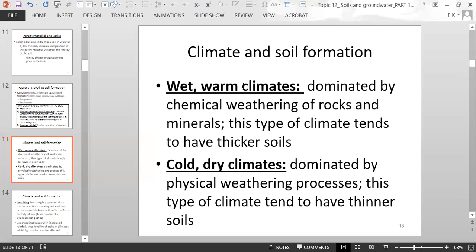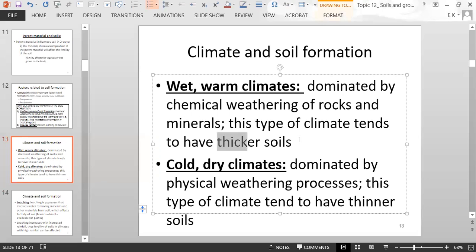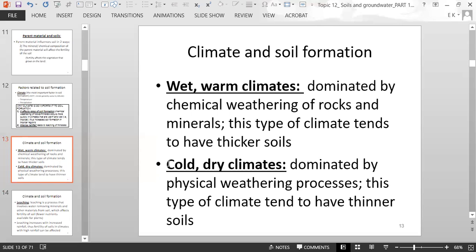So wet and warm climates are going to be dominated by chemical weathering of rocks and minerals and are going to yield thicker soils. Cold, dry climates are dominated by physical weathering processes. And cold, dry climates have less precipitation to help break down rocks and minerals. So you don't have as much chemical weathering. So cold and dry climates are going to have thinner soil.